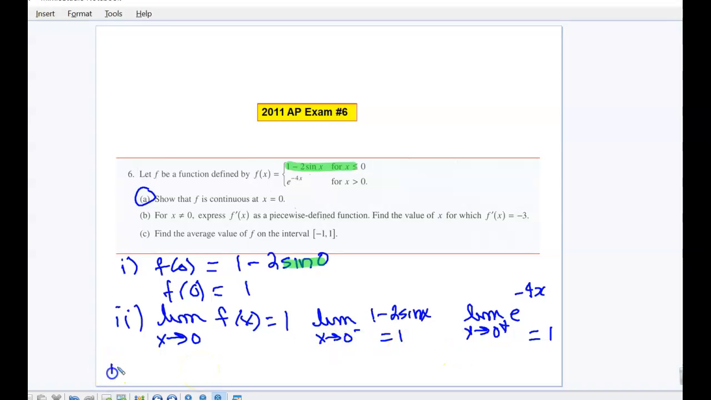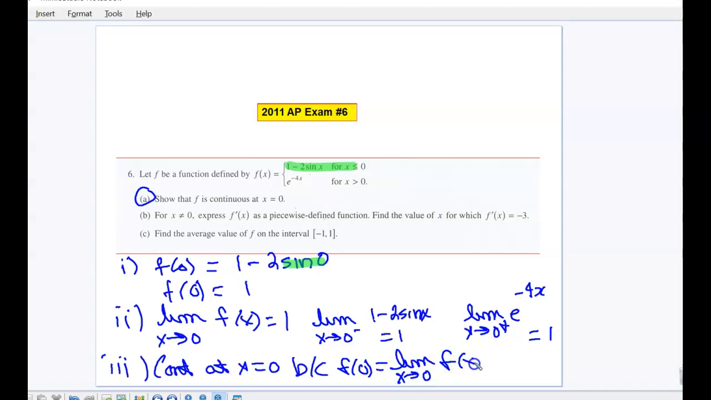So part 3 now, we can say that the function is continuous at x equals 0 because the value of the function at 0 equals the limit as x approaches 0 of f of x, and those both equal 1.